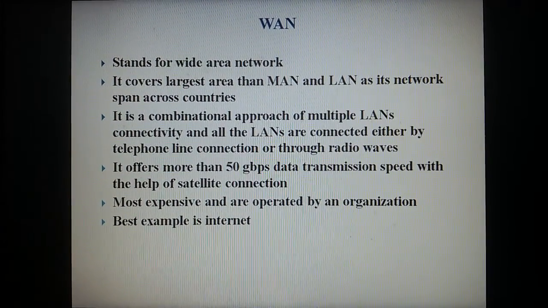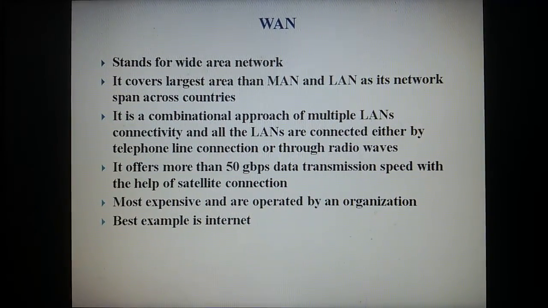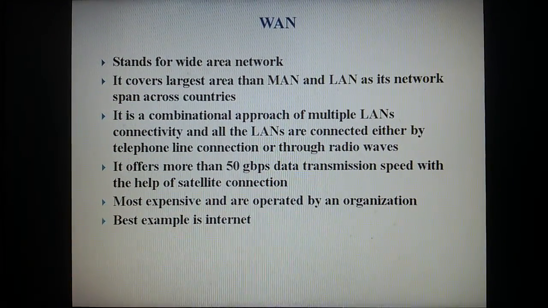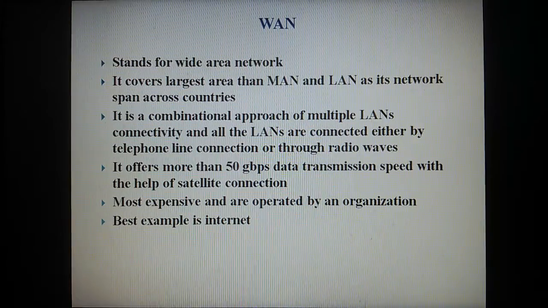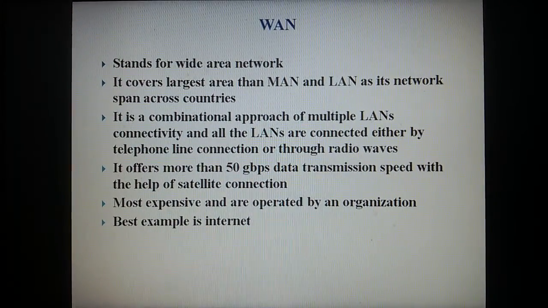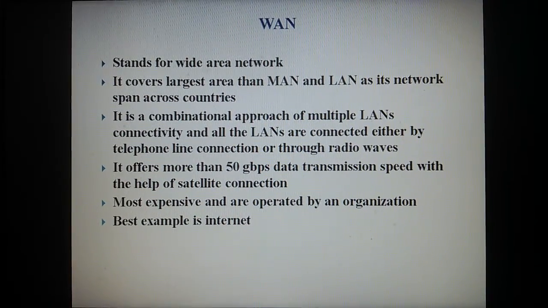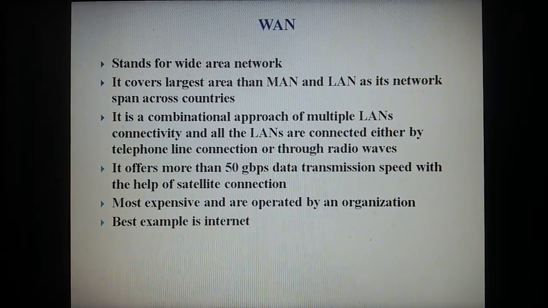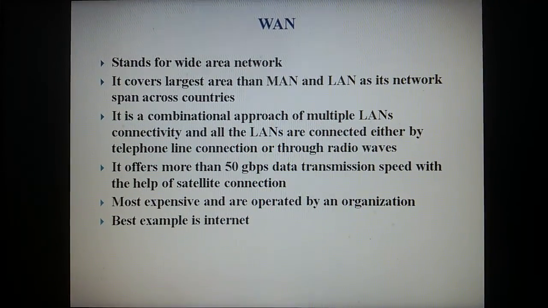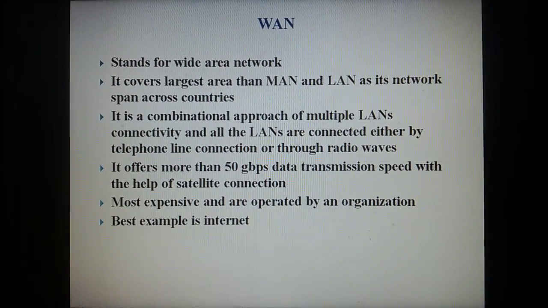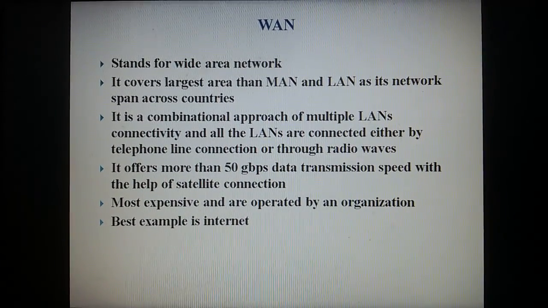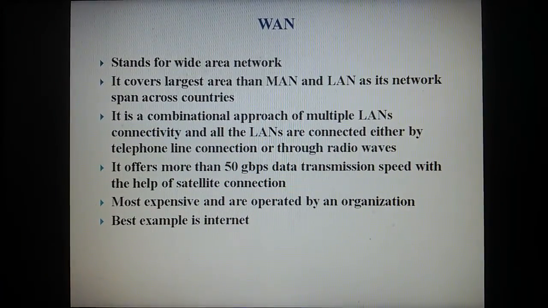WAN. It stands for Wide Area Network. It covers the largest area compared to MAN and LAN as its network spans across countries. It is a combinational approach of multiple LANs connectivity, and all the LANs are connected either by telephone line connection or through radio waves. It offers more than 50 Gbps data transmission speed with the help of satellite connection. Most expensive and is operated by an organization. Best example is Internet.